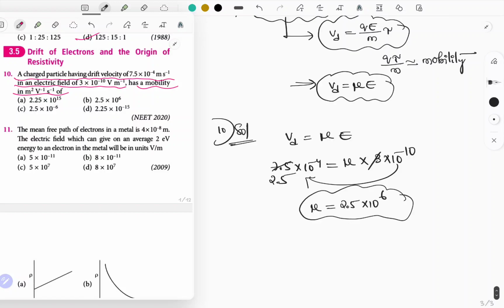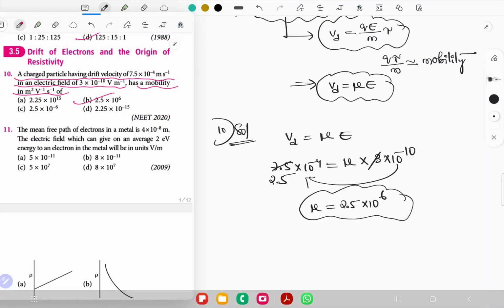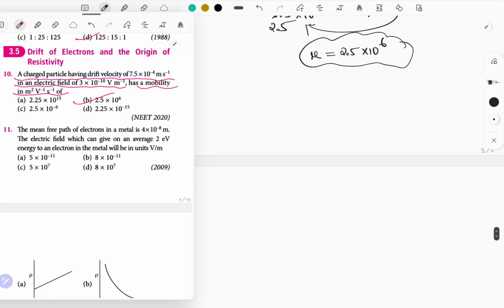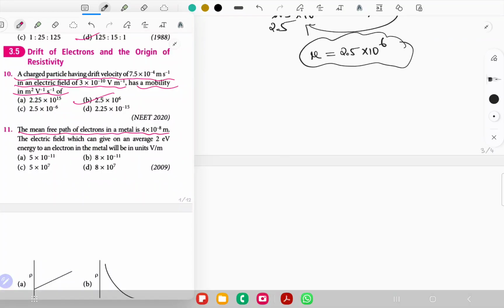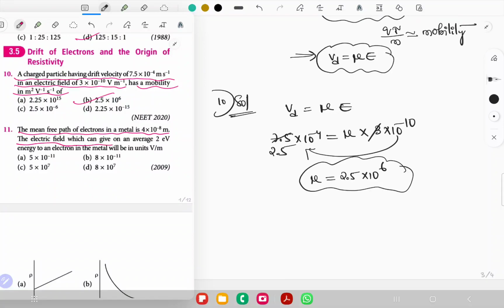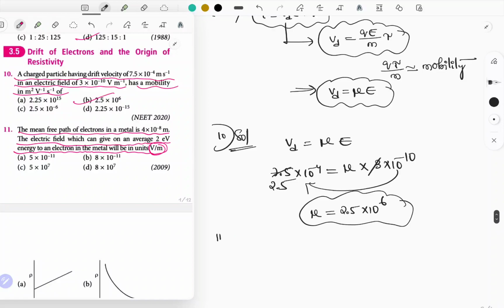So which option matches? Option B is the correct answer for question number 10. So let's solve the next question. Mean free path of electrons in a metal is 4 into 10 power minus 8. The electric field which can give on an average 2 electron volt energy to an electron in a metal will be... The question they're asking is the electric field.